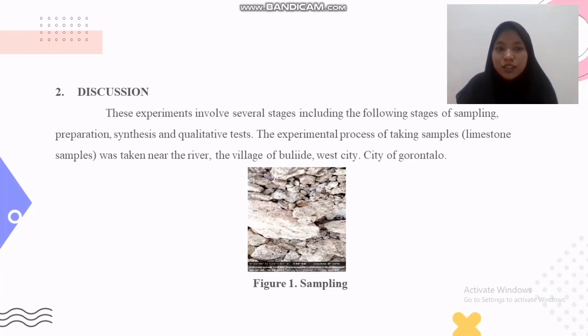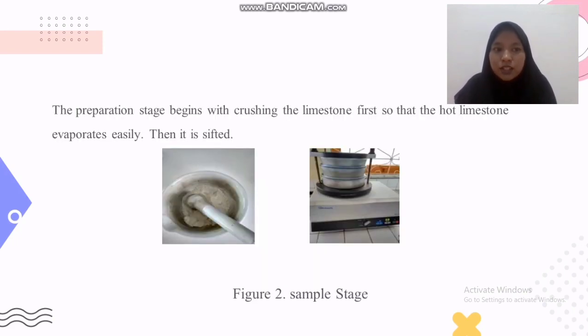Next is discussion. These experiments involve several stages: sampling, preparation, synthesis, and qualitative test. In the sampling process, limestone samples were taken near the river, in the village of Bulili, West City, Gorontalo. The preparation stage begins with crushing the limestone first so that the limestone evaporates easily, then it is sifted.